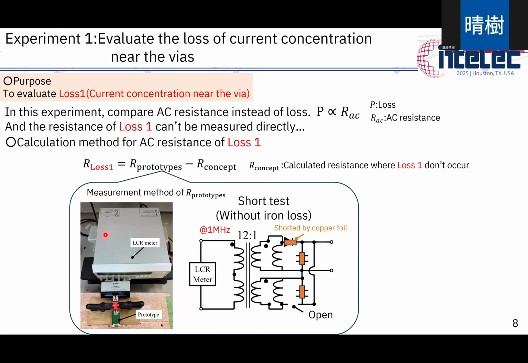This is the measurement method of R prototype. We conducted short tests without iron loss. The LCR meter is set on the primary side, the diode and capacitors on the secondary side are shorted by copper foil, and the other diode is open.